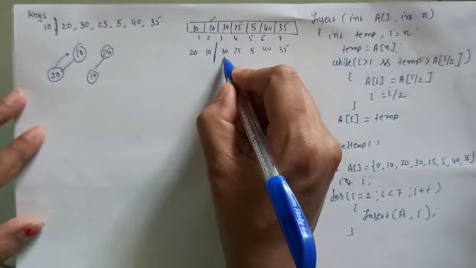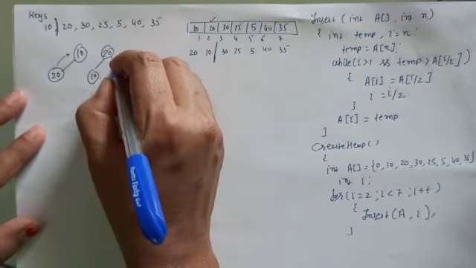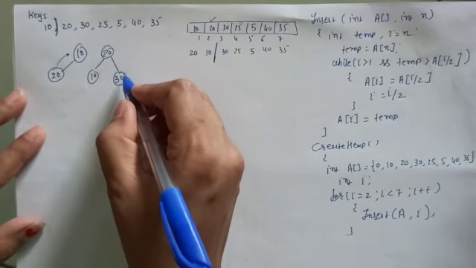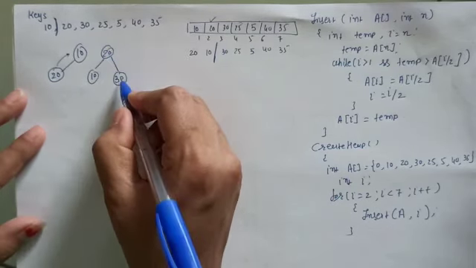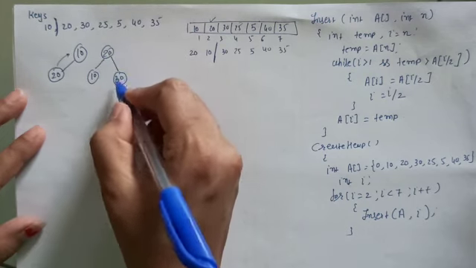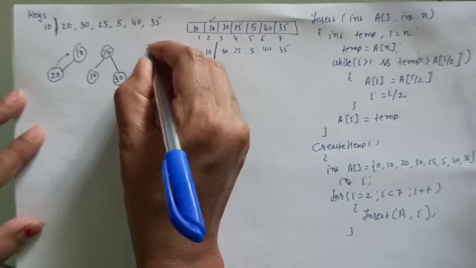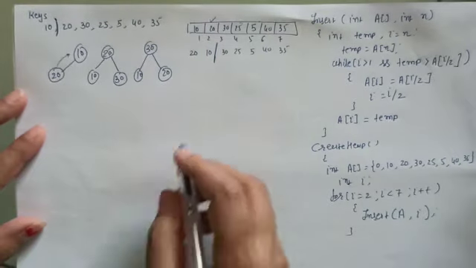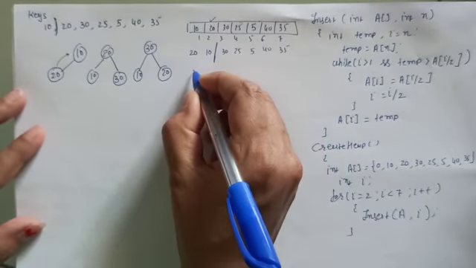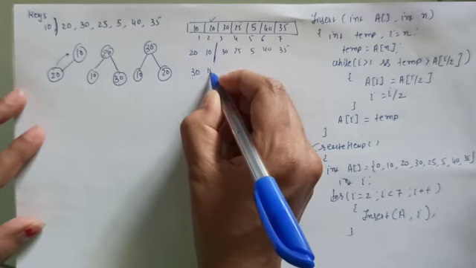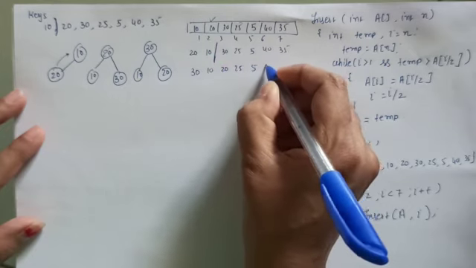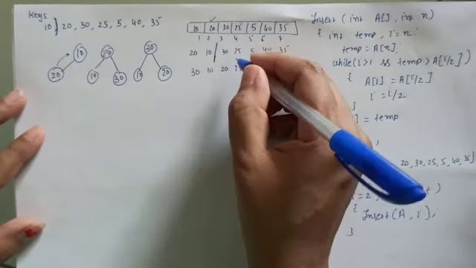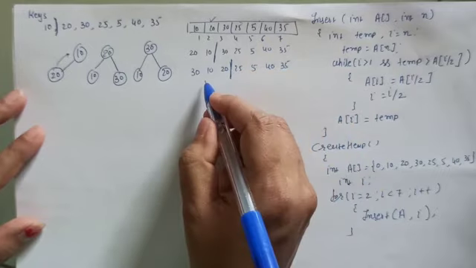Now next is 30. So 30 would be inserted at the first available free space. Now 30 would be compared with its ancestor. As it is a max heap, this 20 is smaller, so 30 goes up, 20 goes down. And 10 remains as it is, and the corresponding array structure would be 30, 10, 20, 25, 5, 40 and 35. So up to this node our heap tree is completed.